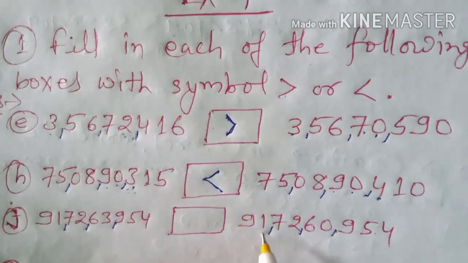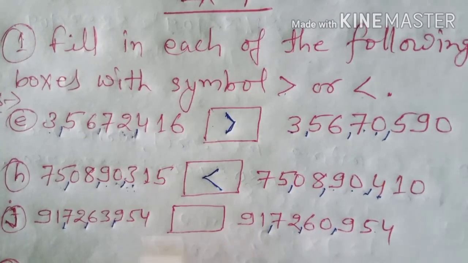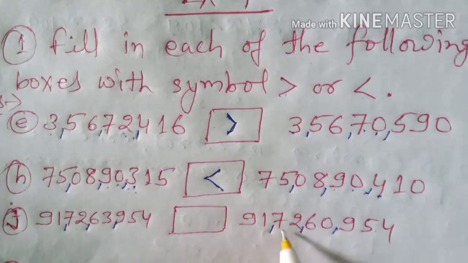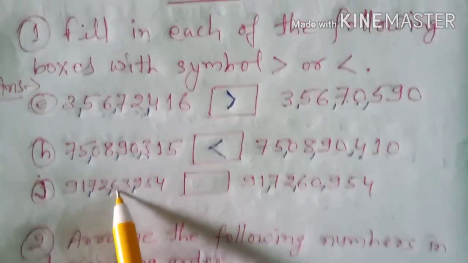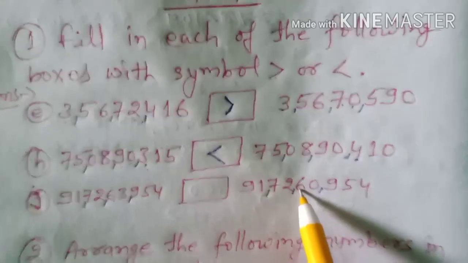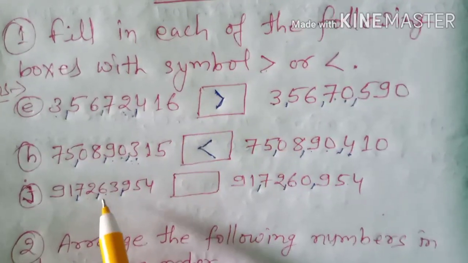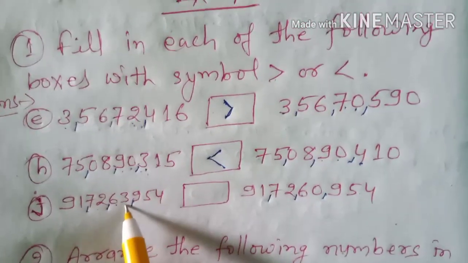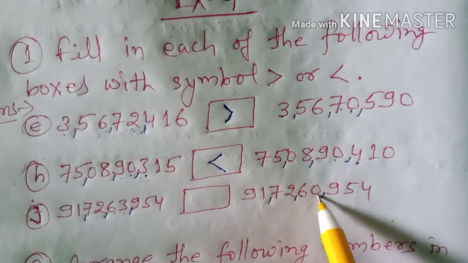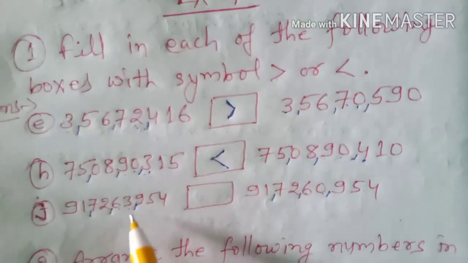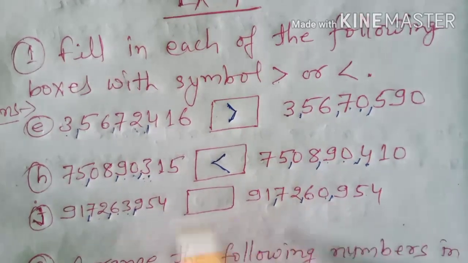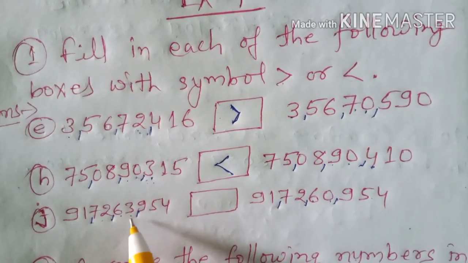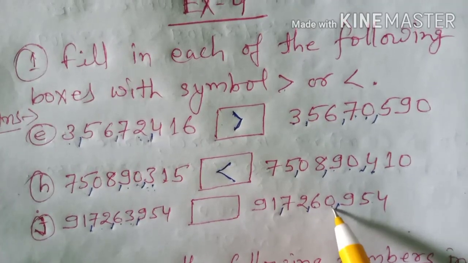In the crore place, in both numbers 91 is given. In the lakh place, both numbers have 72. In the 10,000 place, both numbers have 6, but in the 1000 place, the first number has 3 and the other number has 0. So we can easily understand that this number is greater than this, because this has 3 in the 1000 place and this has 0.